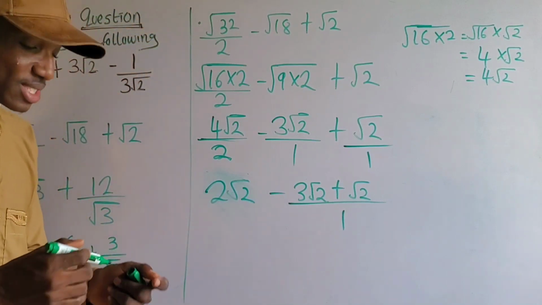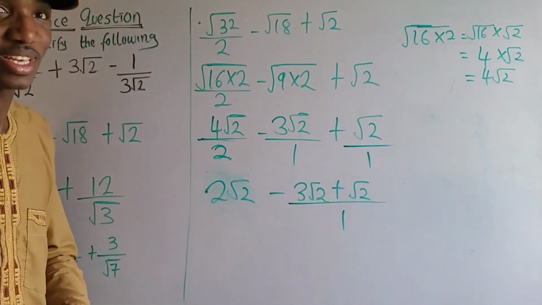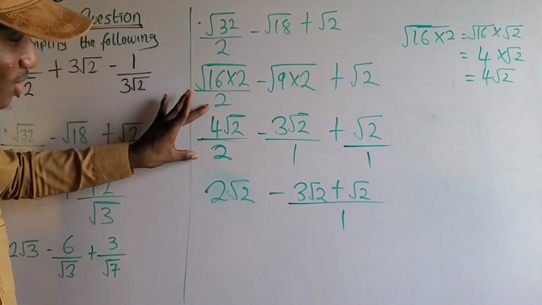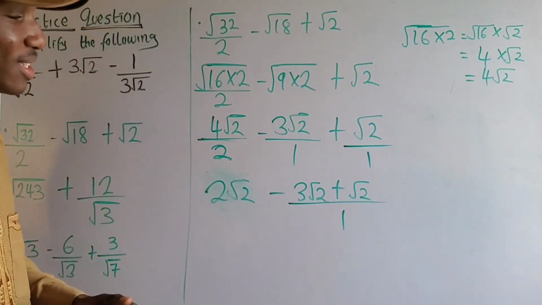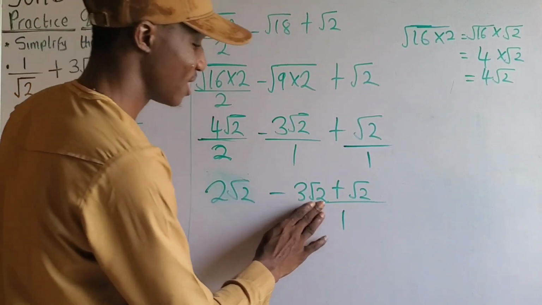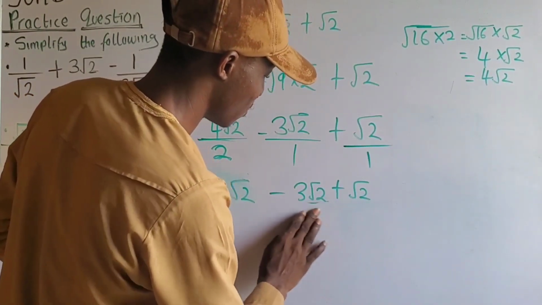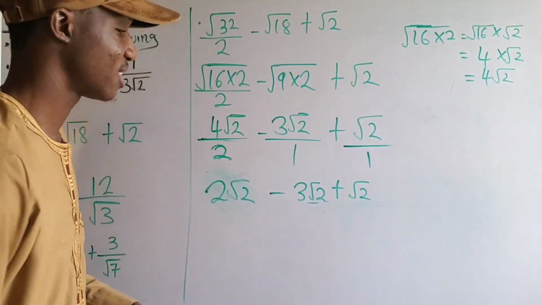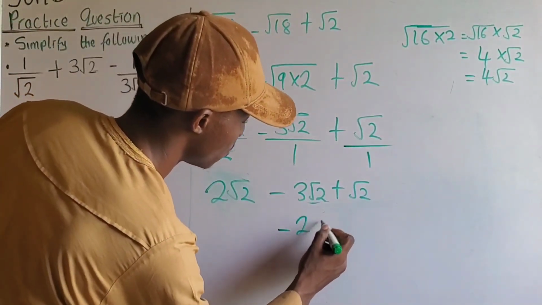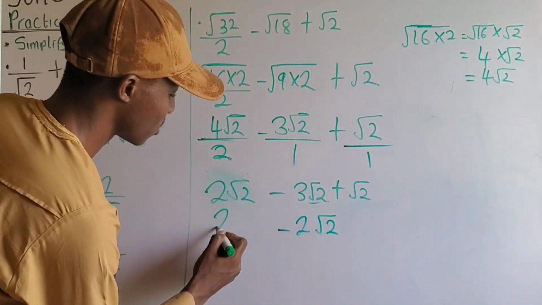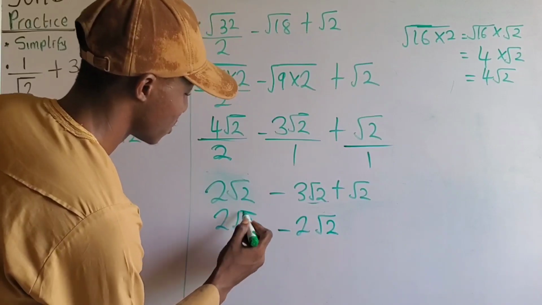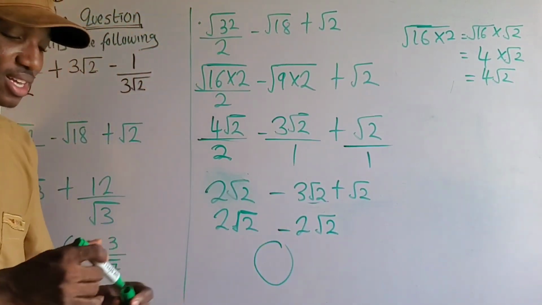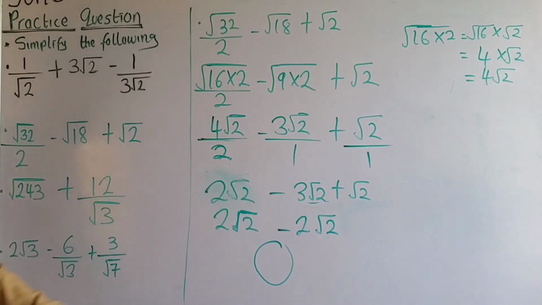Okay. Even without taking the LCM, you can actually simplify it. 4 divided by 2 will give us 2. Are you getting it? So I have 2 root 2 here. So even without taking the LCM, you can proceed as follows. Negative 3 root 2 plus root 2. What's the answer? That will give us negative 2 root 2. Okay, so I'm going to have 2 root 2 minus 2 root 2, that is what? 0. So the answer to this question that we have here is 0.